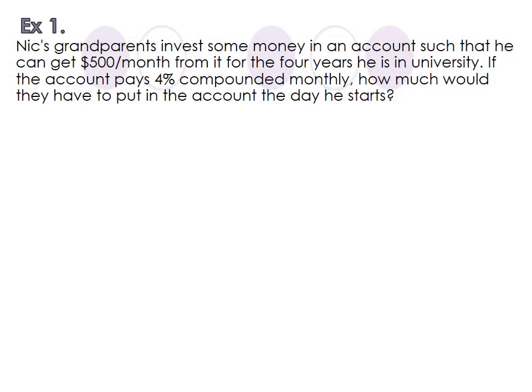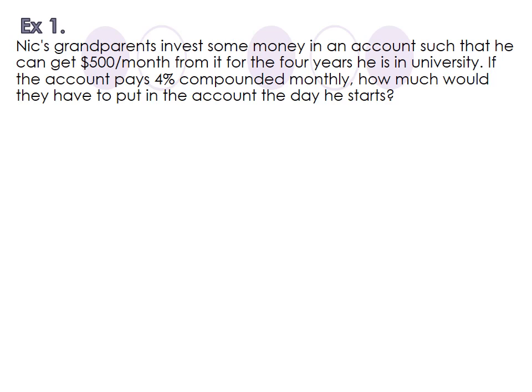Our first example, Nick's grandparents invest some money in an account such that he can get $500 a month from it for the 4 years he's in university. If the account pays 4% compounded monthly, how much would they have to put in the account the day he starts?